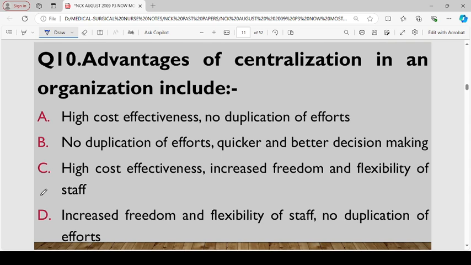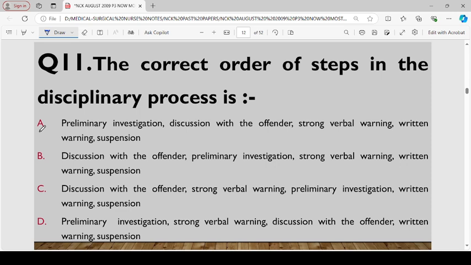Advantages of centralization. Centralization ensures that there is no duplication of efforts. Services are centralized together. This is correct. But high cost of effectiveness, that's a disadvantage. But the good thing is decisions are made quicker and faster. So this high cost of effectiveness becomes a problem. Also, freedom is very limited in this centralized manner. So option B is the most correct answer.